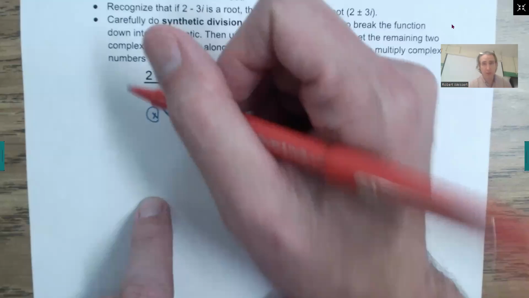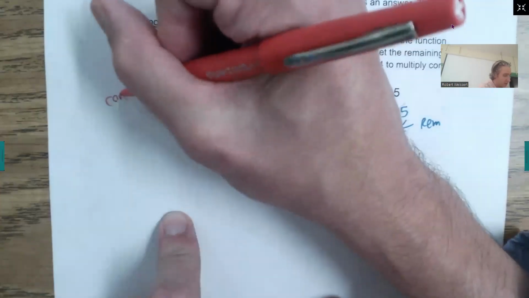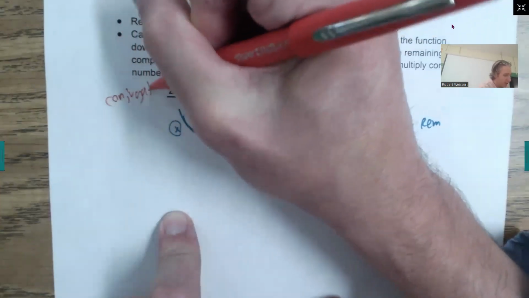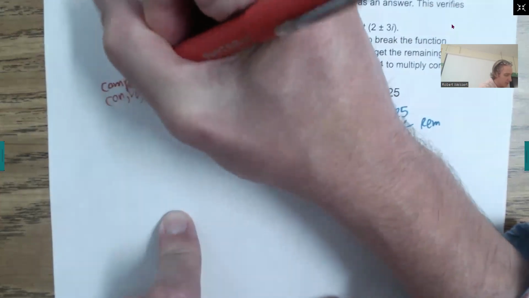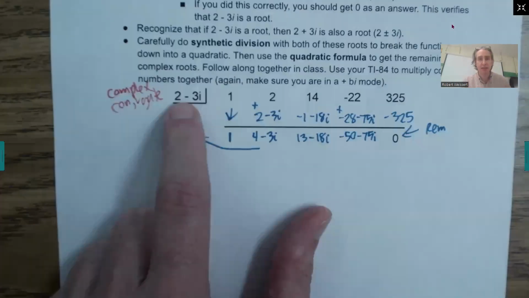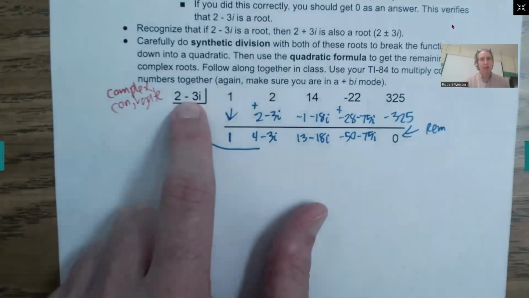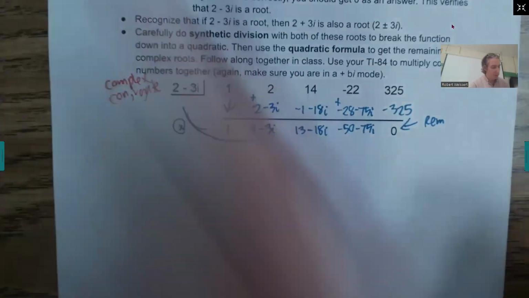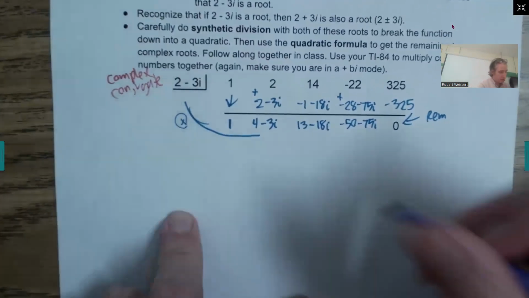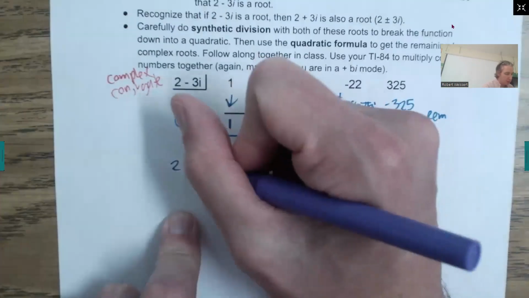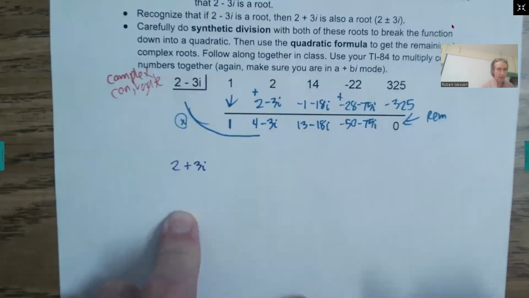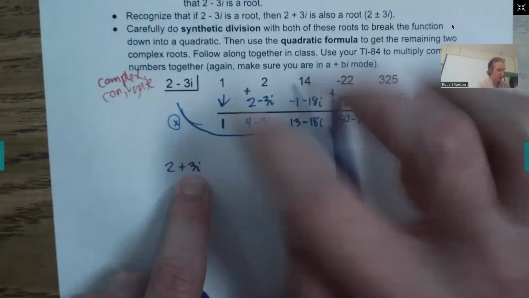I'm going to write this down. It's called the conjugate. The complex conjugate means that I'm going to take the sign right to the left of the coefficient for i and change it. That's going to be my new complex root. So this is going to be 2 plus 3i. Keep the 2, but change this to plus.